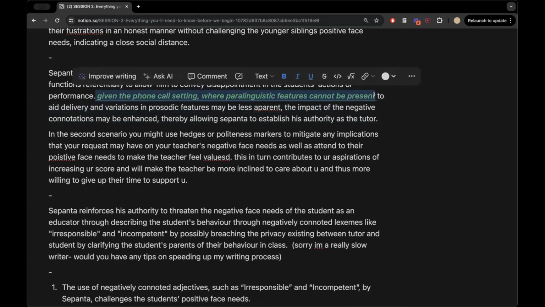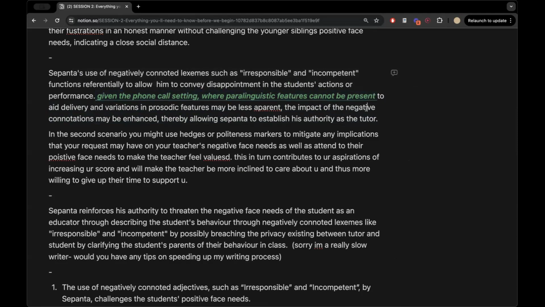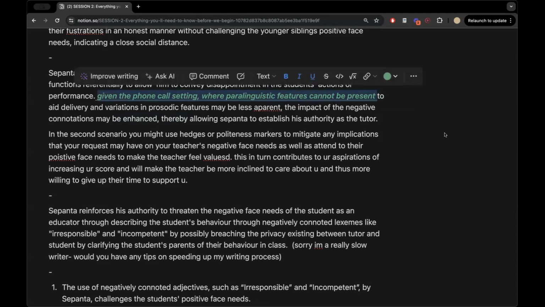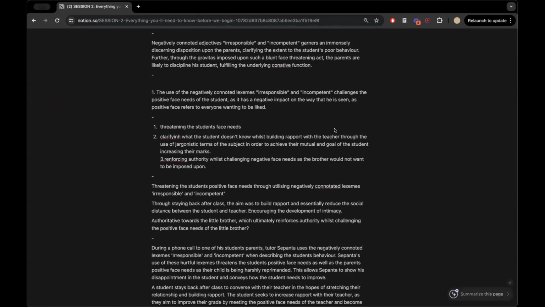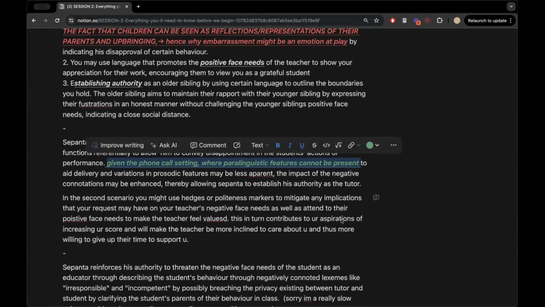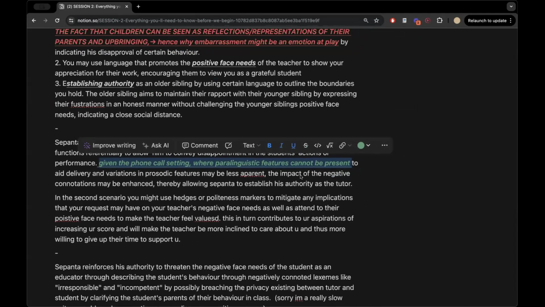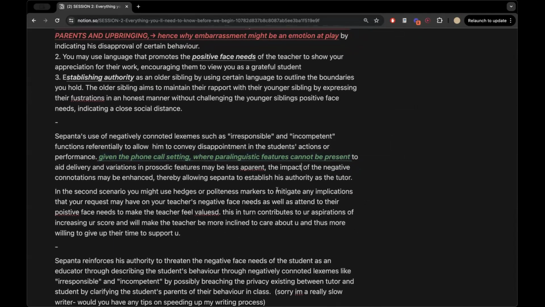If you want to get a raw 50, it's about those types of sentences, right? Picking out the fact that it's a phone call. So paralinguistic features cannot be present to aid delivery and variation, right? Maybe less apparent. The impact of the negative connotations may be enhanced, and therefore the mere words have to be what communicates the depth of the lack of discipline in their child. This is incredible stuff. Wow. Oh my goodness. This is so high level. I'm so happy that you guys have come up with this so that we can all see this and analyze it, right? Great effort.